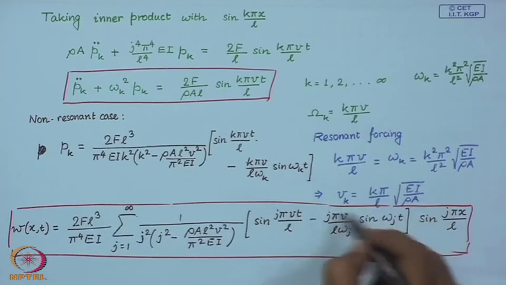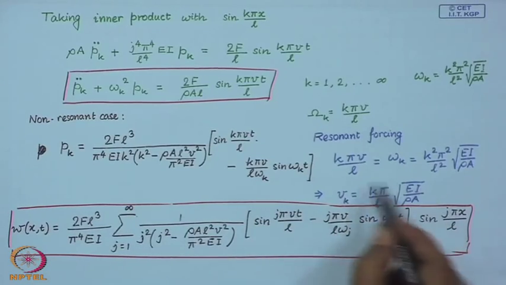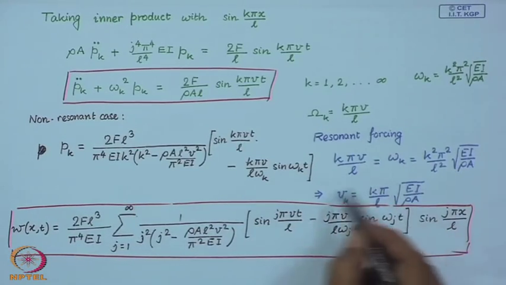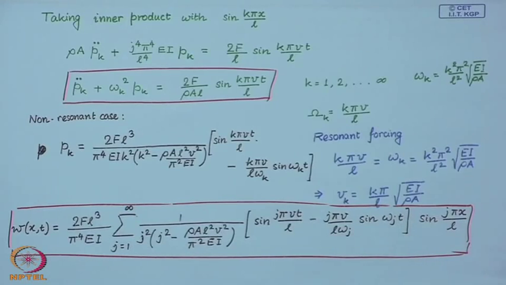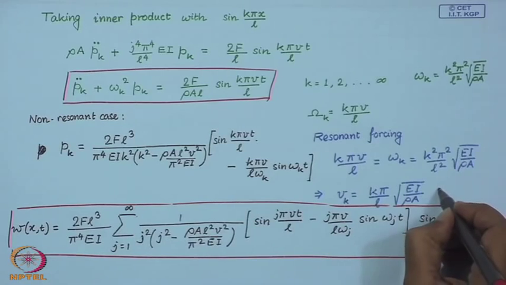So, which means the speeds do not take any of these values. If the speed of travel is one of these resonant speeds, they are also called critical speeds.